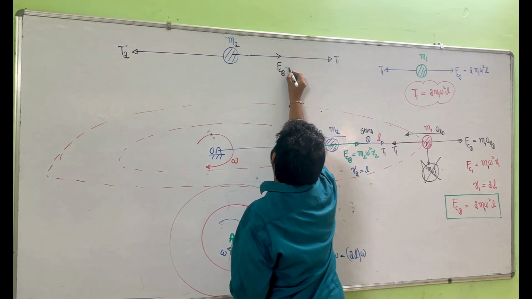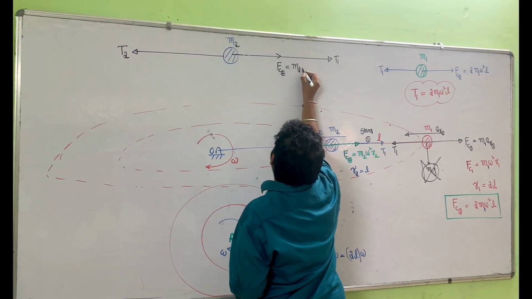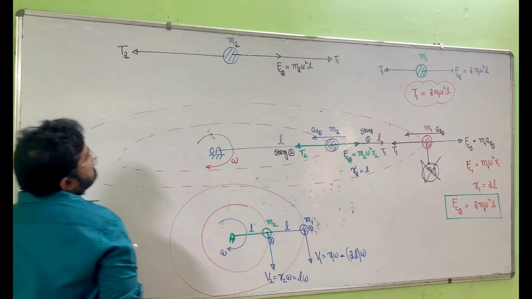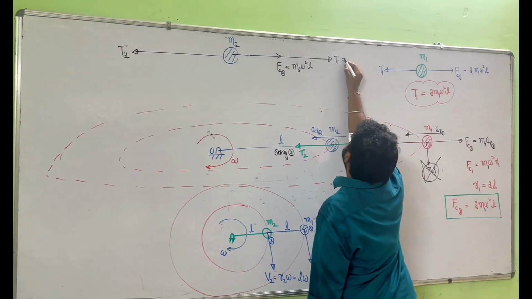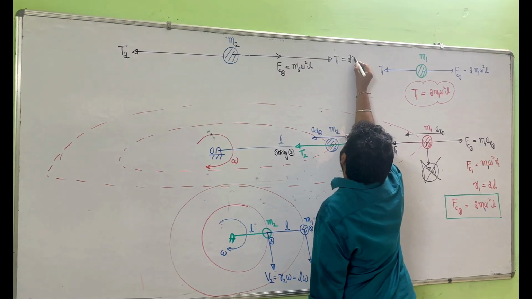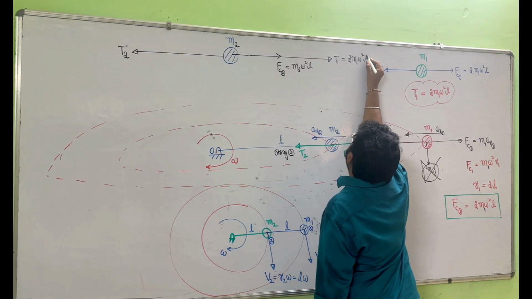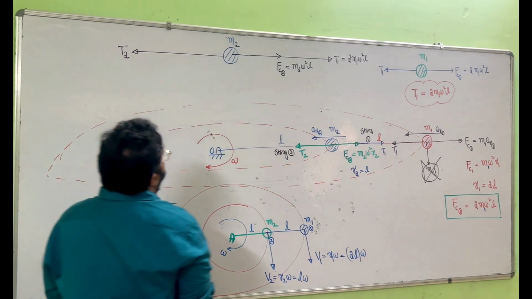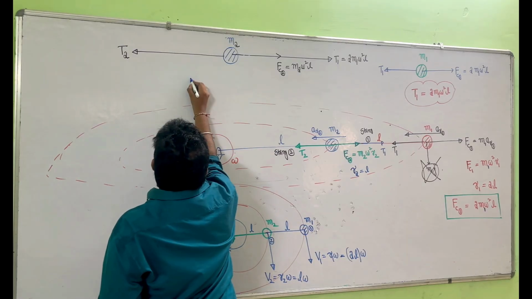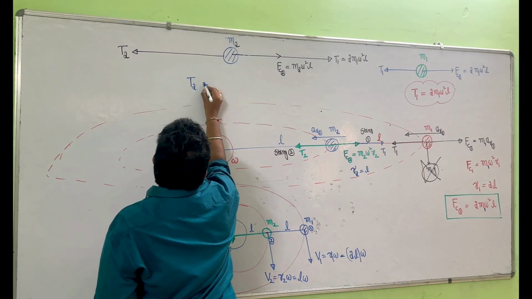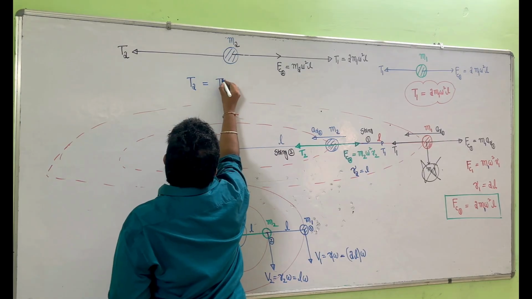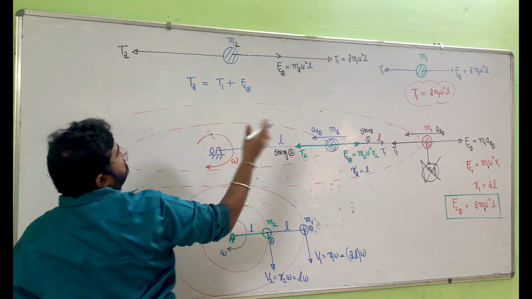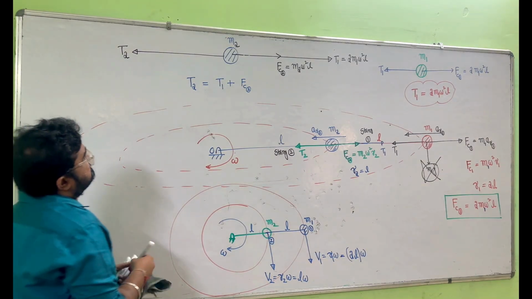Centrifugal force on m2 equal to how much? m2 omega square L. What is the tension T1? 2 m1 omega square L. Sum of the left forces equal to sum of the right forces. Then what will we get? T2 can be written as Fc2 plus T1.